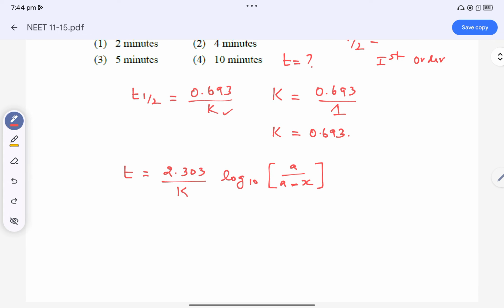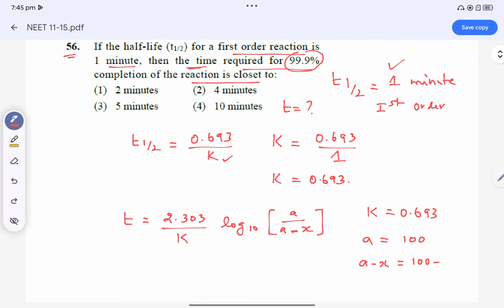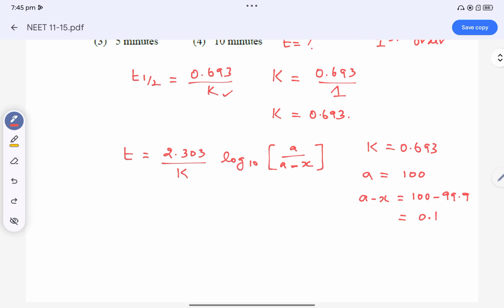Okay. So, K value, we know, is found to be 0.693. The concentration a may be chosen as the initial value 100. So, a minus x will be the remaining concentration. The given value is 99.9% completion, so the remaining value is found to be 0.1. So, substitute this value, my dear students.